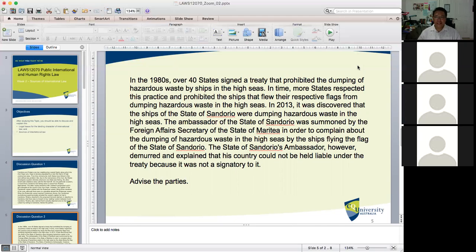Hello, Manjo. Yes. Hi. So is the legal issue whether or not a country can be held accountable to a treaty that they've not signed up to? That's partly the legal issue. What's the broader legal issue?